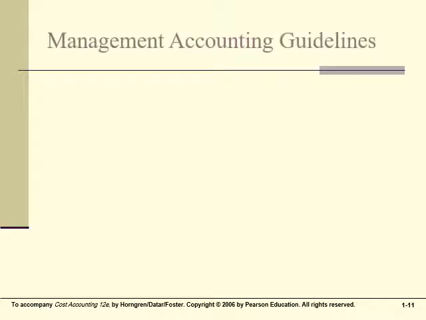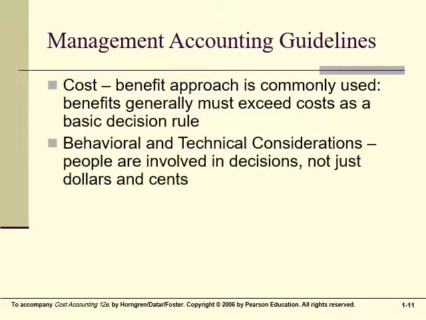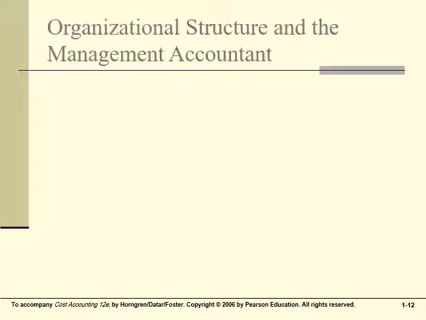Management accounting roles: problem solver, scorekeeper, attention director. Management accounting guidelines. There are a number of guidelines in management accounting, such as the cost-benefit approach. Behavioral and technical considerations should also be taken into consideration, and different definitions of cost may be used for different applications. In the subsequent chapters, we can see a number of definitions of cost, and how the definition of each cost may be used for different applications in the organization.